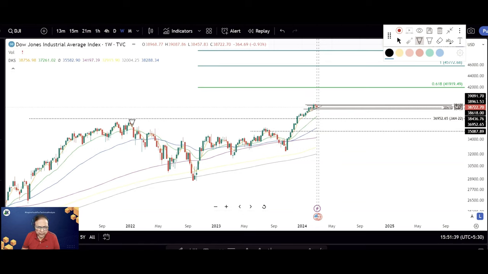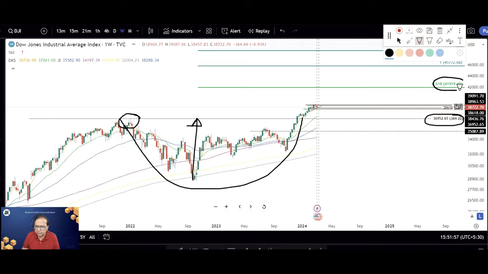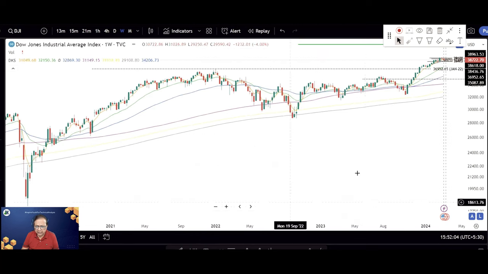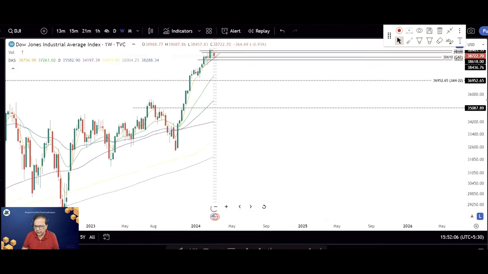Now coming back to the price action, this index made an all-time high earlier in January 22 at 36,952. So here too, there is a breakout of a rounding pattern. If you calculate the target based on this rounding pattern, the next possible move comes at 41,900 or maybe 42,000.